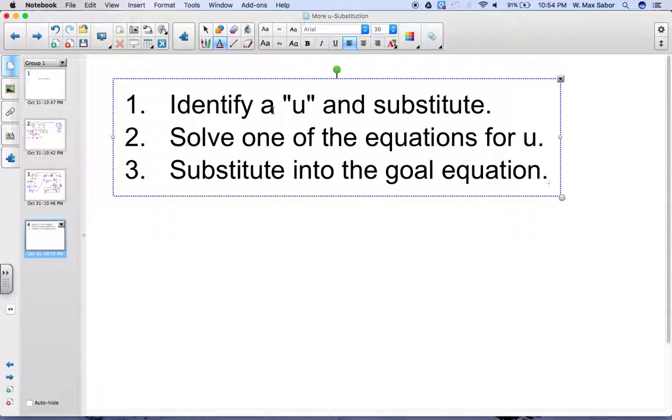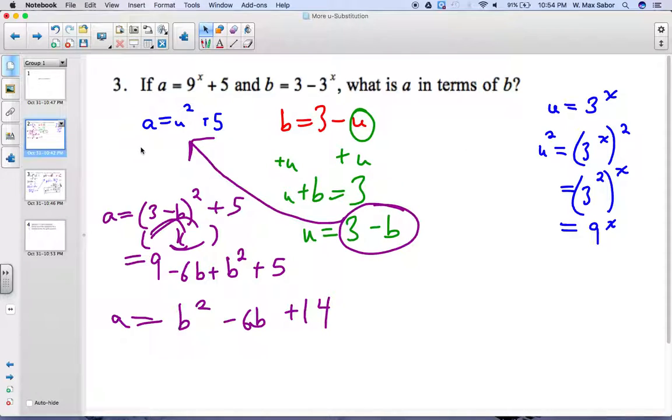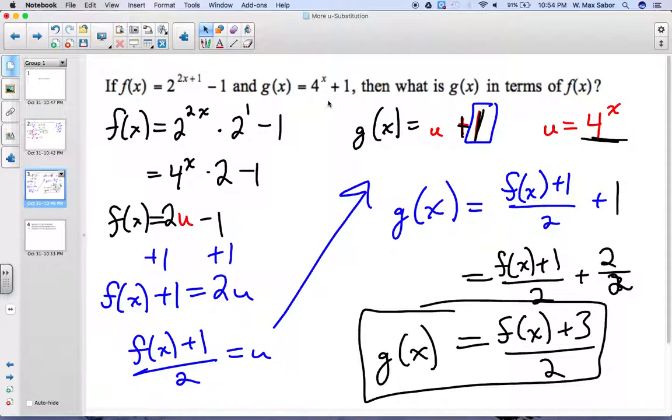So just to recap, in the first one we identified 3 to the x, substituted in to get the blue and red equations, then solved the red one for u, and then substituted that u back into the blue equation. Here, we identified u equals 4 to the x and substituted to get these two black equations, solved this one for u, and then substituted that into the g of x equation. Hope that helps.